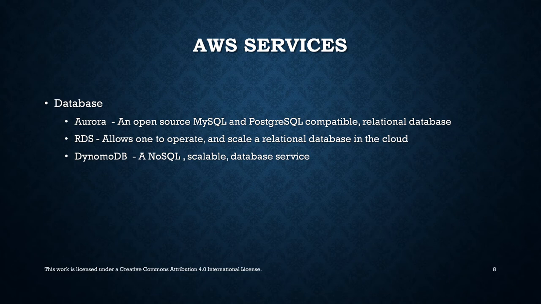Amazon Aurora is an open-source, relational database. Users who are comfortable with MySQL and PostgreSQL databases should consider Aurora. Amazon RDS is a service for operating one of multiple databases in the cloud. Databases currently supported by RDS include Aurora, MySQL, PostgreSQL, MariaDB, Oracle, and Microsoft SQL Server.